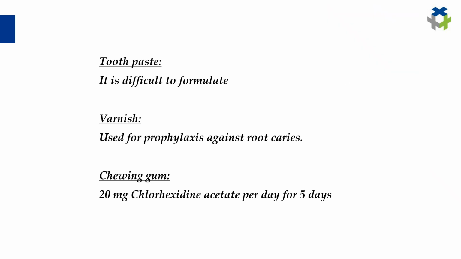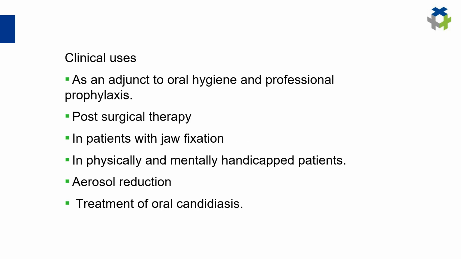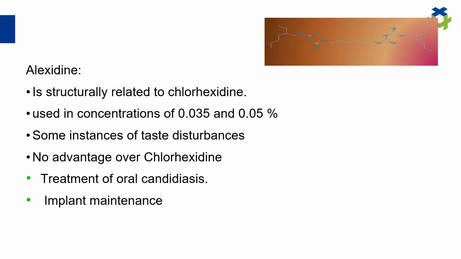Coming on to the toothpaste, it is difficult to formulate. Varnish is used for prophylaxis against root caries, and for chewing gum, 20 mg of chlorhexidine acetate per day for 5 days is given. Clinical uses: it is used as an adjunct to oral hygiene and professional prophylaxis, in post-surgical therapy, in patients with jaw fixation, in physically and mentally handicapped patients, for aerosol reduction, and for treatment of oral candidiasis.